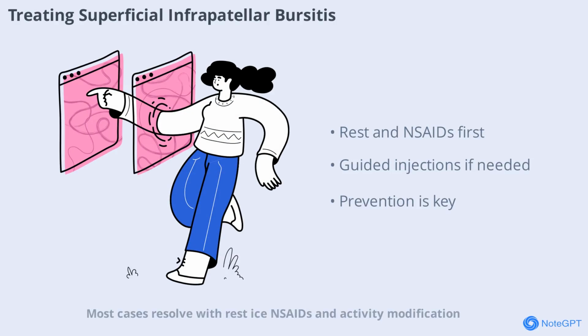Most cases resolve with rest, ice, NSAIDs, and activity modification. Persistent symptoms may require ultrasound-guided corticosteroid injection, but repeated injections should be avoided in fibrotic bursae. Surgery is rarely needed and reserved for chronic or refractory cases. Preventive measures like ergonomic protection and patient education are key to reducing recurrence.